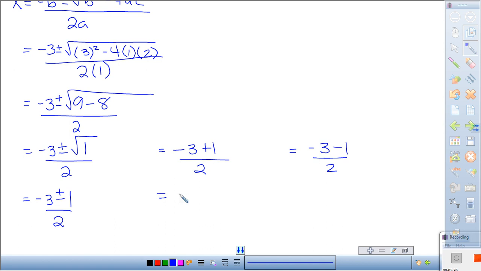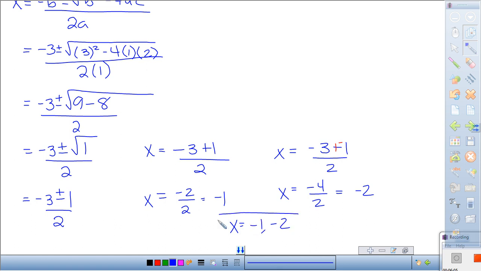So negative 3 plus 1, that's negative 2 divided by 2, which is negative 1. And let's do the x here. And then we have x equals negative 3 minus 1 divided by 2. Remember, subtracting is the same thing as adding the opposite. So I have negative 3 plus a negative 1. That's negative 4 divided by 2, which is negative 2. So our 2 answers: x is negative 1 or negative 2.